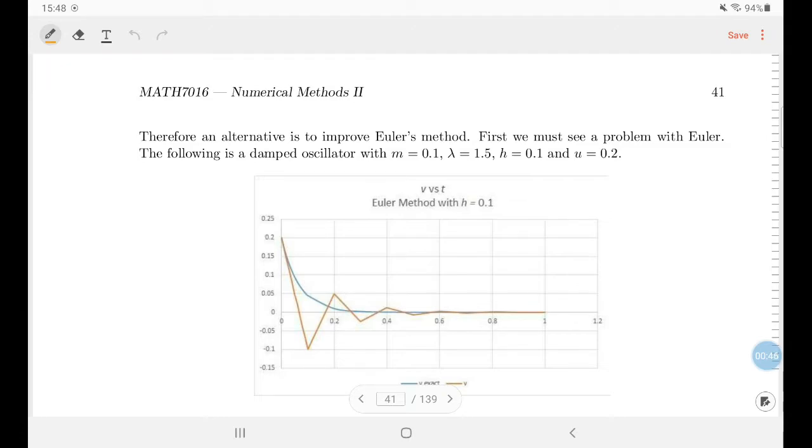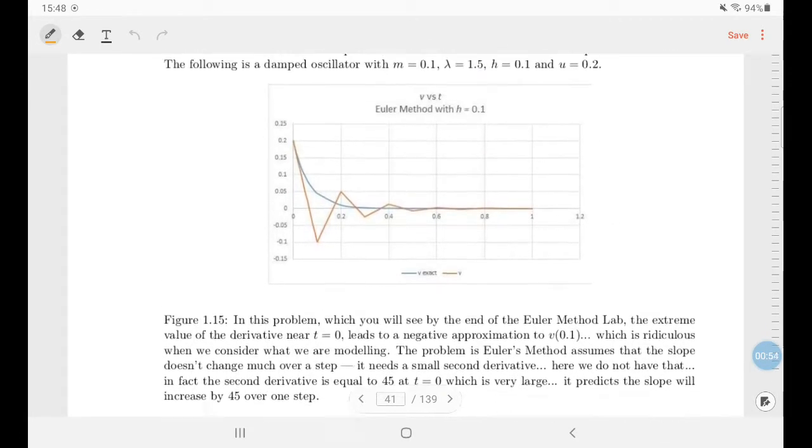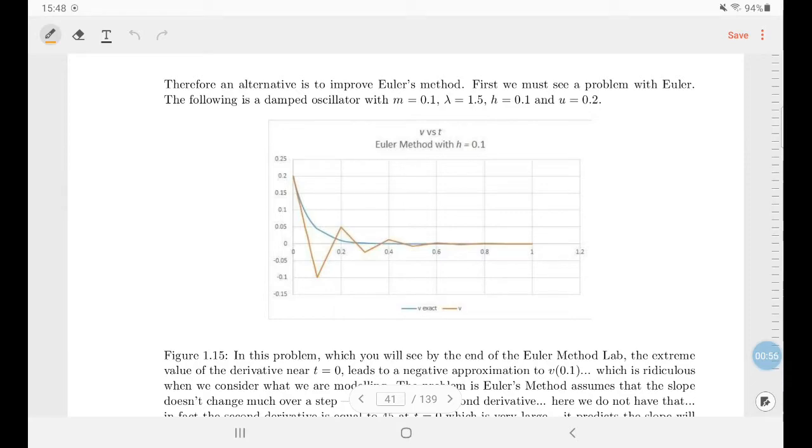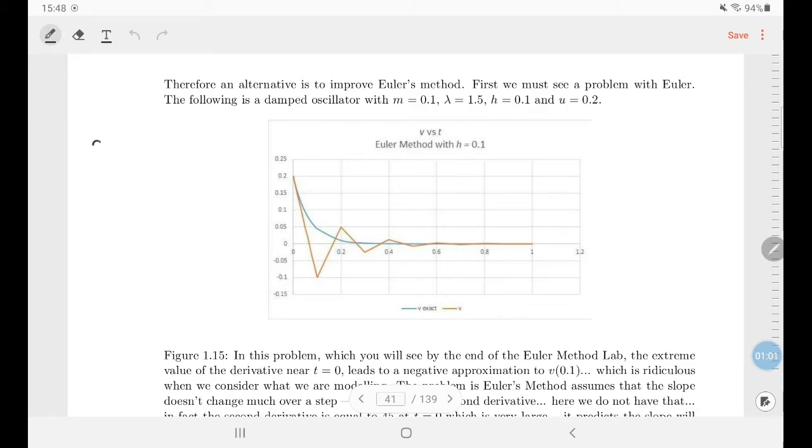So the following is a damped oscillator, with m going like this, lambda like this, u, etc. So this probably should have been in our lab. So this is dv/dt equal to minus lambda over m times v of t. And of course, dividing by 0.1, dividing by a small number, is actually multiplying by a big number. So you get minus 15 times v of t.